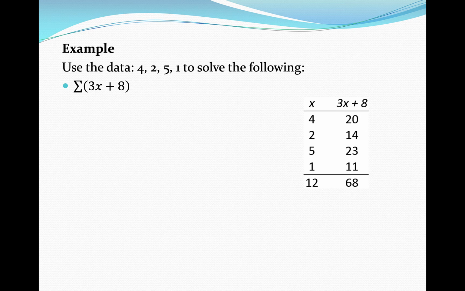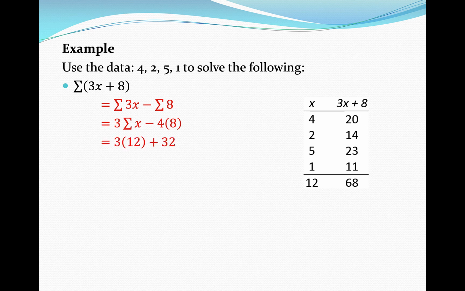If we do this algebraically, our first step is to break this up and to rewrite this as the sum of 3x plus the sum of 8. Then we can deal with constants. We can pull that constant out in front of that sum, and we can rewrite that first term as 3 times the sum of x. That second term is just the sum of a constant. So again, our sample size is 4, so that's n times c, n being 4, c being 8.